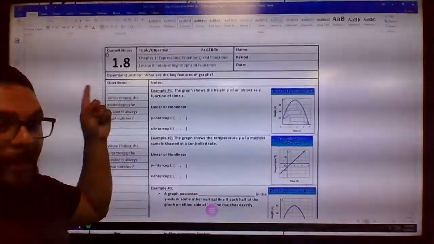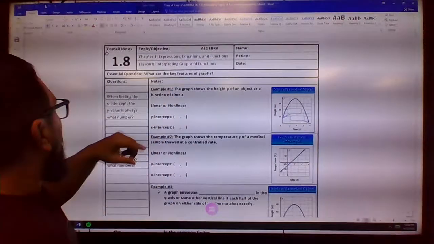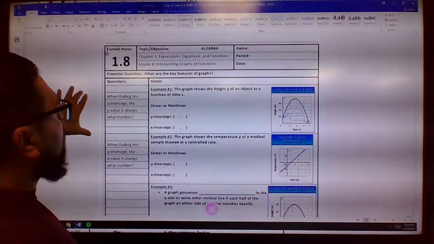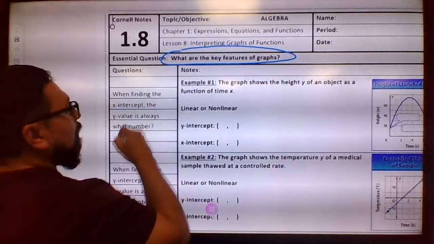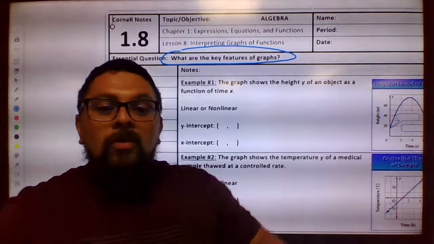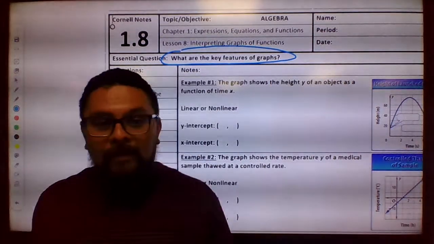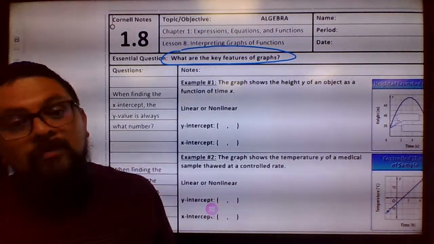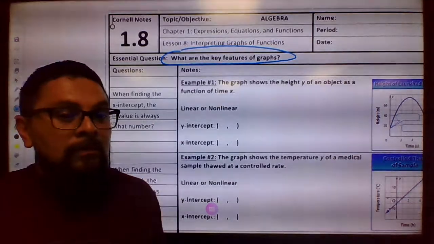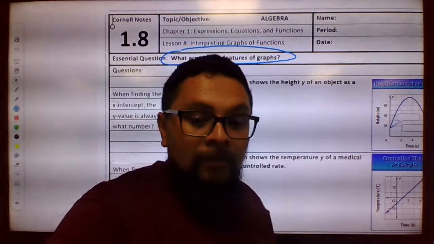At the beginning of every lesson, we have an essential question. Our essential question says, what are the key features of graphs? You've seen graphs already, right? It's seventh grade, and you've seen more at the beginning of this year. There are some features that you need to remember from these graphs, and they're very important, so make sure you highlight, circle, underline that.